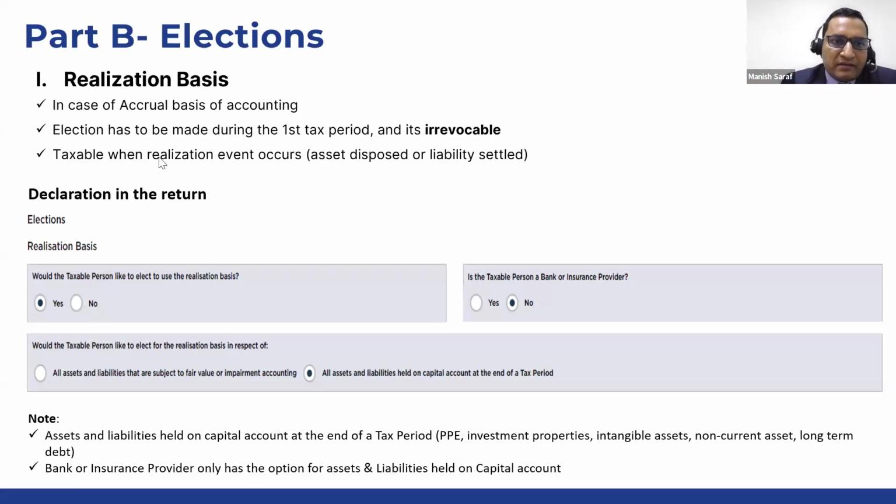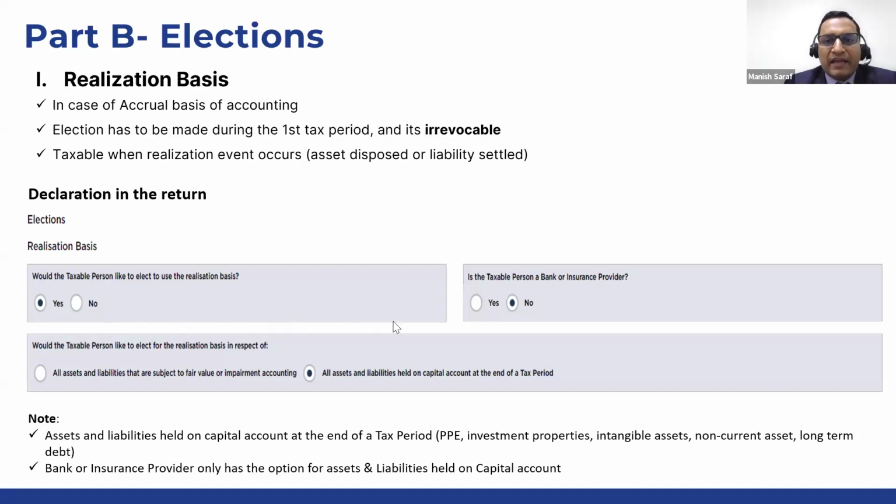Here the condition is that you have to follow the accrual basis of accounting, and this is the only option available in the first tax return. So for the first tax return for 2024, you have this option. In subsequent return periods, you will not have this option. Okay, so this is the screen which is shown, a pop-up when it asks, would the taxable person like to elect using the realization basis? Say yes or no.